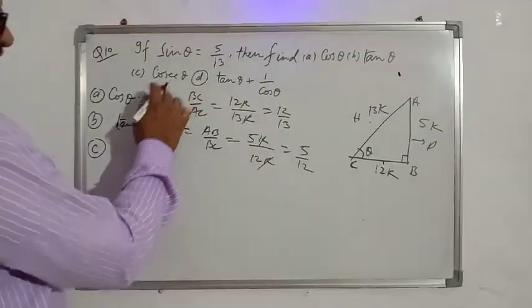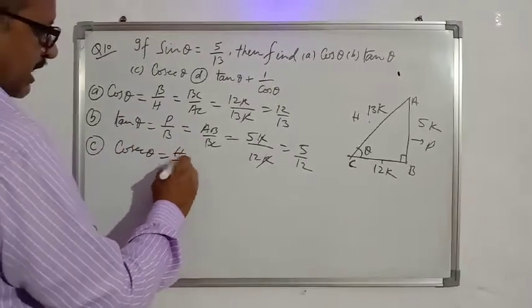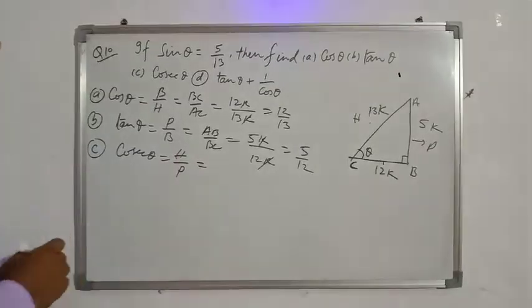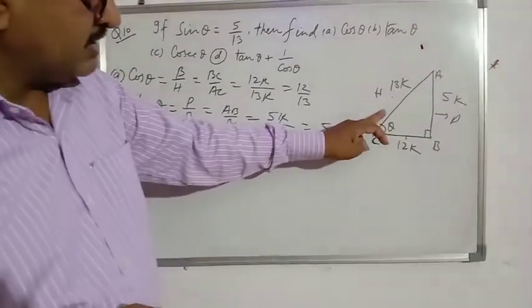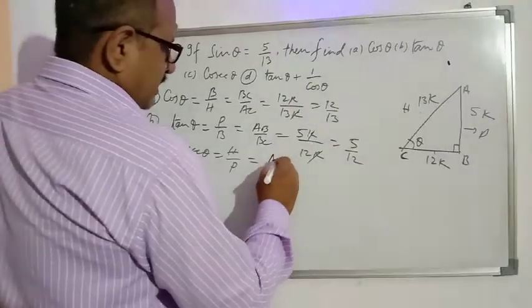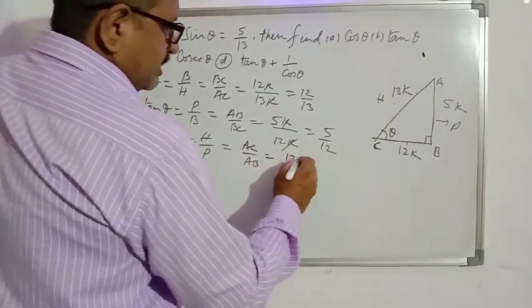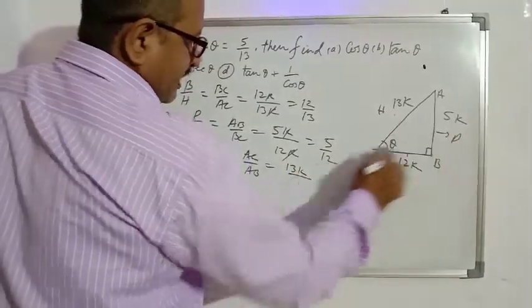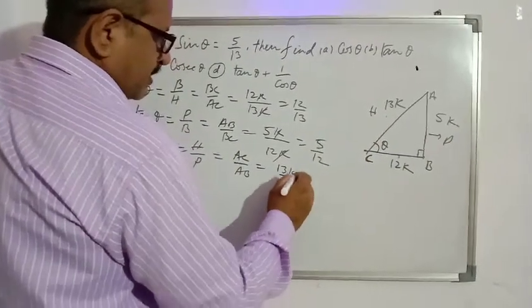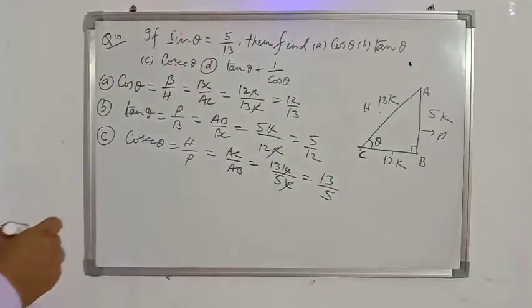C, cosec theta. Cosec theta is hypotenuse upon perpendicular. So hypotenuse is AC, perpendicular is AB. AC by AB. AC is 13K, AB is 5K. K cancels with K, 13 by 5.